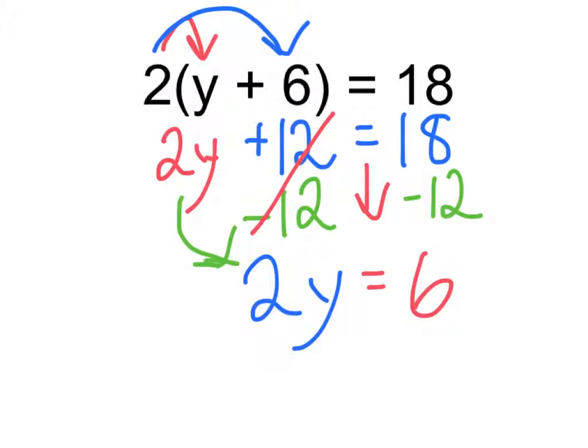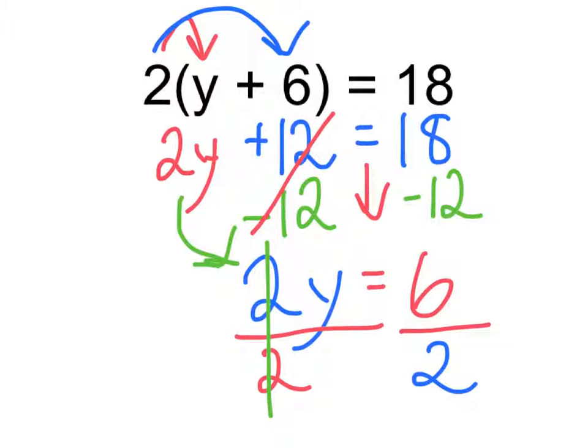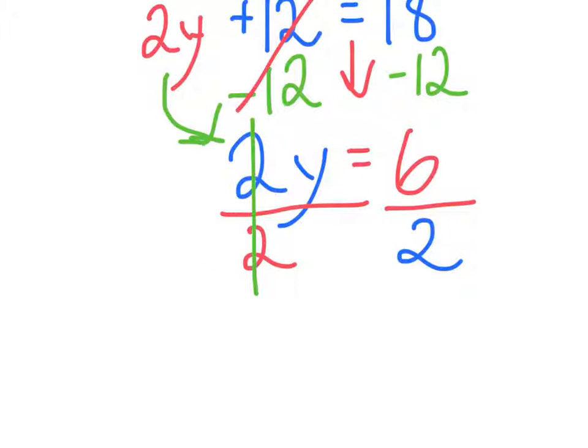So 2y equals 6. We now need to apply the inverse operation, and I know that 2y means 2 times y. Let's divide it out. And if we do it to one side, we've got to do it to the other. And I know that the 2's cancel out, so all that we're left with is y. And it says y equals 6 over 2. I know that 6 divided by 2 is 3, and this is our answer.